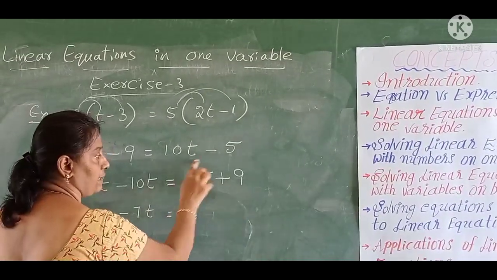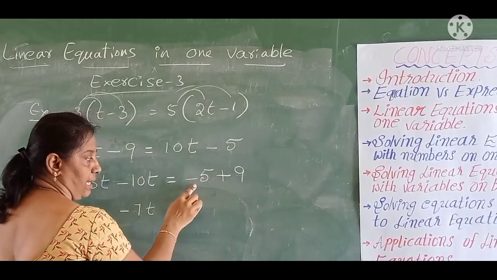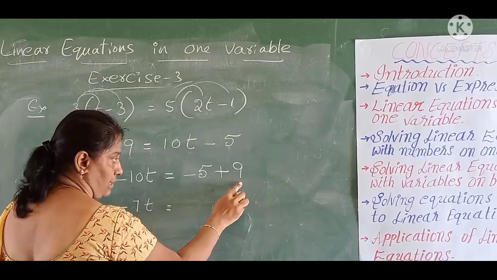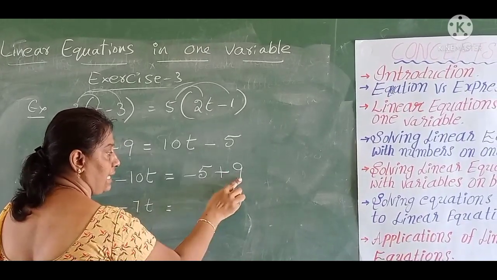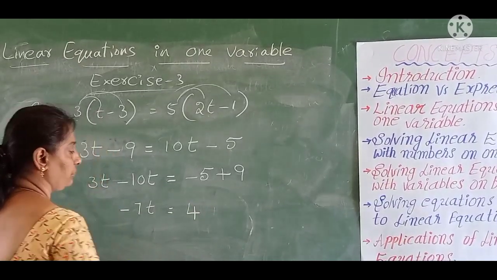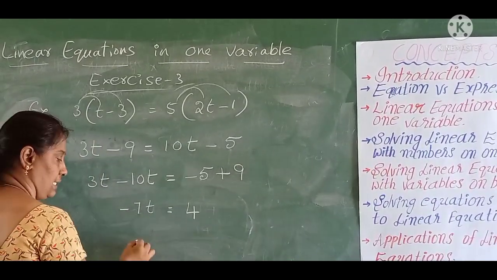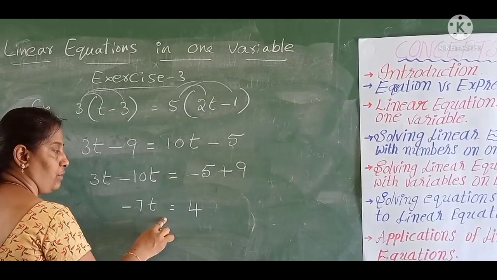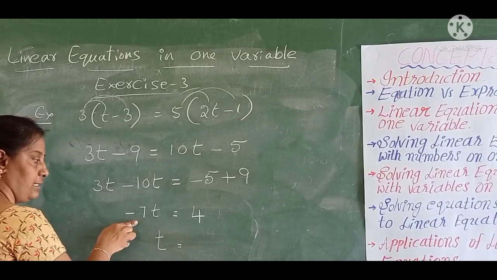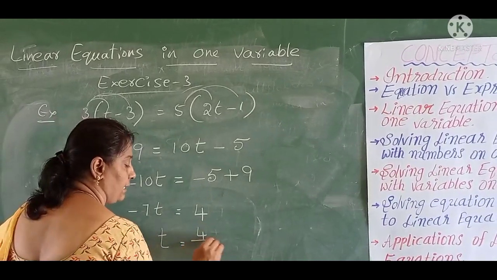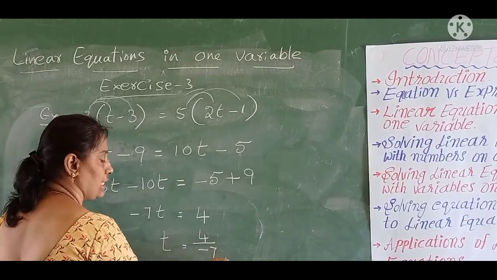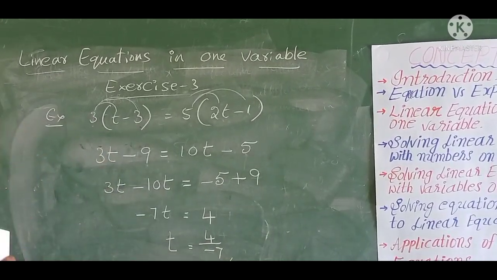So which one is bigger, positive 9 or negative 5? One is negative and one is positive, so we have to subtract. 9 minus 5, that is 4. Negative 7t means minus 7 into t. We have to find only t here. t is equal to, minus 7 is multiplying here, and when we move it to that side, it will become division. So t is equal to minus 4 by 7.